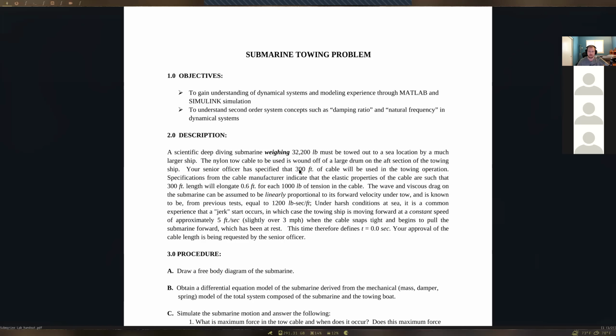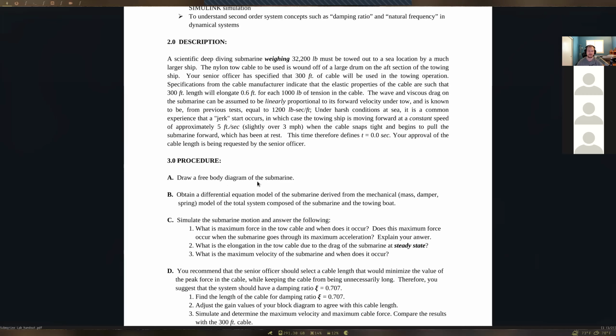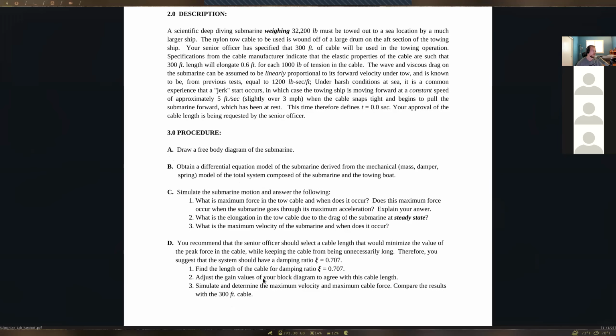And then under harsh conditions at sea, it's common to experience a jerk start, so the towing ship is going to be moving forward at a constant speed of 5 feet per second, and then the cable is going to snap tight, it's going to become taut, and then we're going to begin pulling the submarine forward, which has been at rest. So once our submarine starts moving from that kind of jerk start, that's going to define time t equals 0. All right, so any questions on this riveting problem?